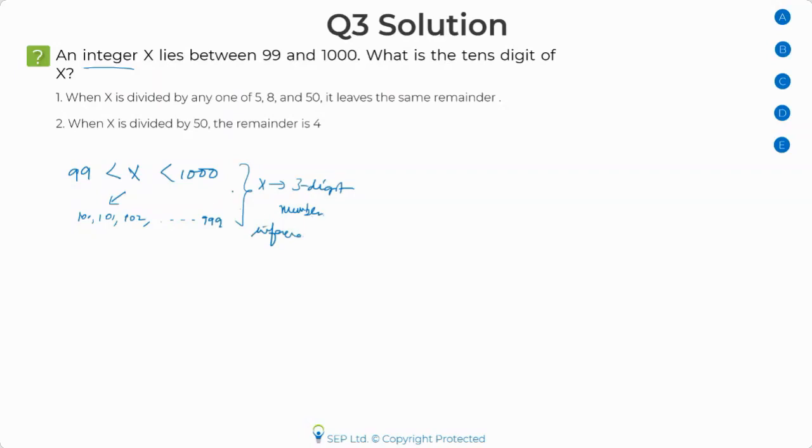So if X is of the form A, B, C, the question is asking what is the tens digit of X. So I'm looking for the value of B. That's my question. Nothing else is given to me. So with this information in hand, I'll move on to the first statement, which says that when X is divided by any one of 5, 8, or 50, it leaves the same remainder.